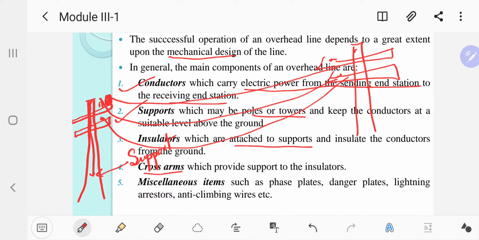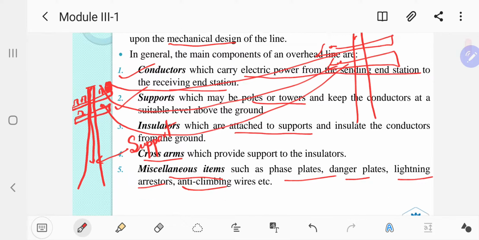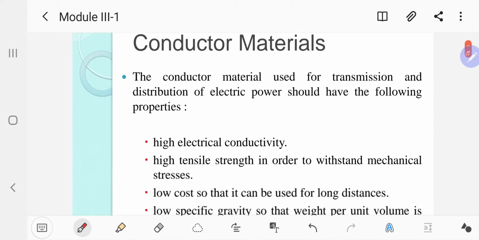Next come the cross arms. We have to keep the insulators at a particular point. We have to support the insulators, and for this purpose we have the cross arms. Here you can see different structures. These are insulators, and above the insulators you can see the conductors moving towards the next pole. There are different types of insulators, which we will study in the coming videos. Next are miscellaneous items like danger plates, lightning arresters, phase plates, anti-climbing wires, etc. Shall we move to the next one, the different types of conductor materials.